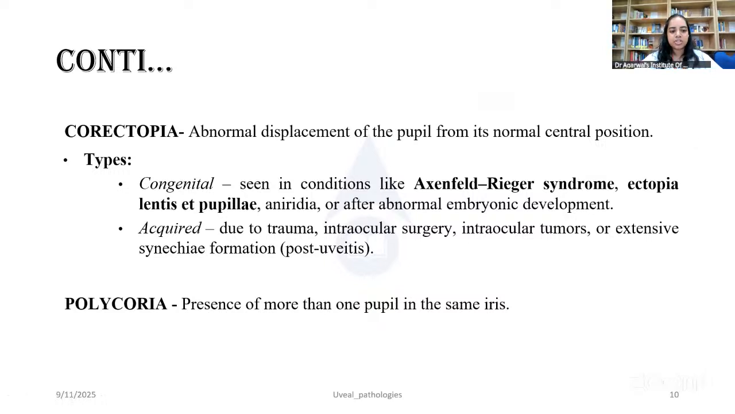There are two types, congenital and acquired. Congenital is seen in conditions like Axenfeld-Rieger syndrome, ectopia lentis et pupillae, aniridia, or abnormal embryonic development. Acquired is due to trauma, intraocular surgery, intraocular tumors, or extensive synechia formation. Polychoria presents as more than one pupil in the same iris. Polychoria is divided into two types, true polychoria and false polychoria.